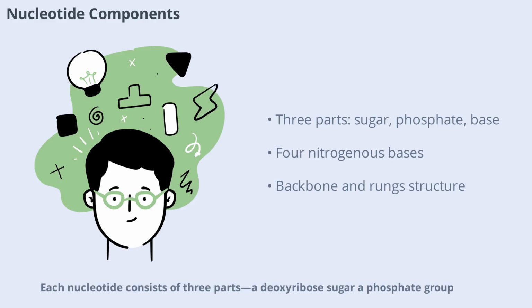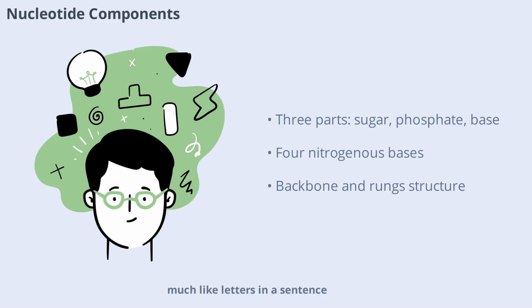Nucleotides. Each nucleotide consists of three parts: a deoxyribose sugar, a phosphate group, and a nitrogenous base. The sugar and phosphate form the backbone of the DNA strand, while the bases stick out like rungs on a ladder. There are four types of nitrogenous bases: adenine, thymine, cytosine, and guanine. The specific order of these bases encodes genetic information, much like letters in a sentence.